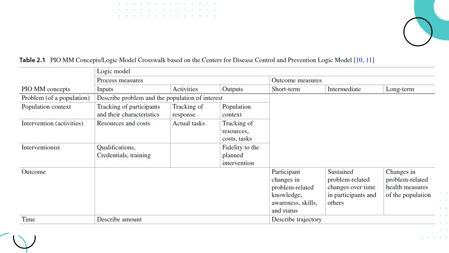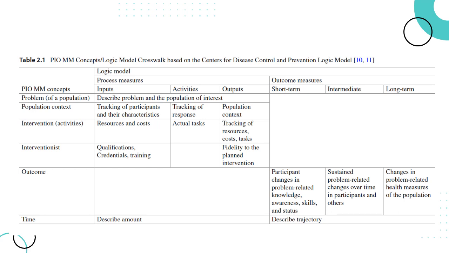Now, basically what this table is showing is where we would find the different PIOMM concepts within that logic model. So the problem itself, we can see it across the inputs, activities, and then the outputs, right? We would have to make some inferences. In other logic models, it might say it right at the top of the logic model.